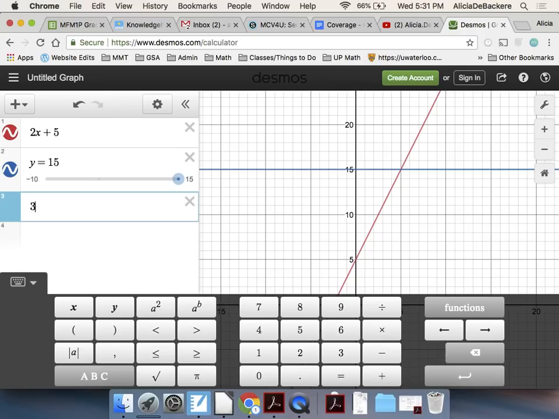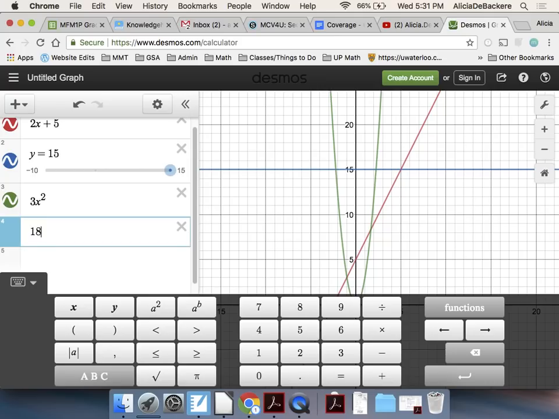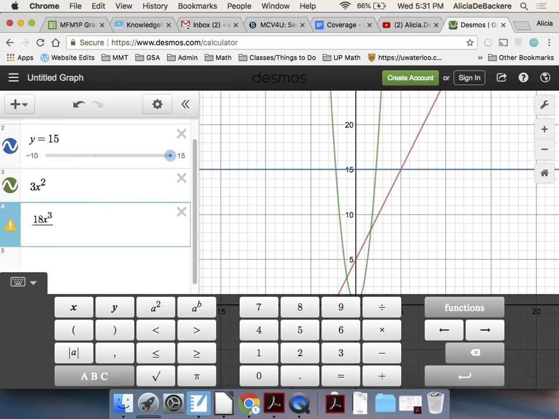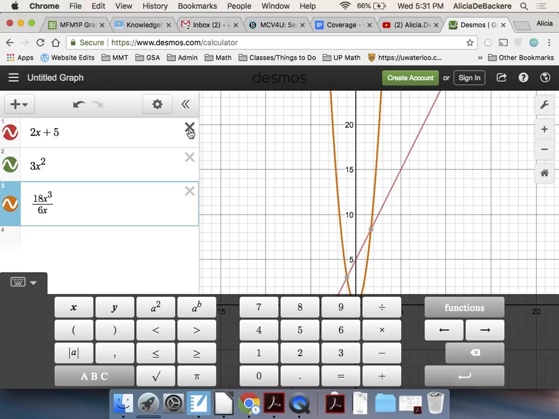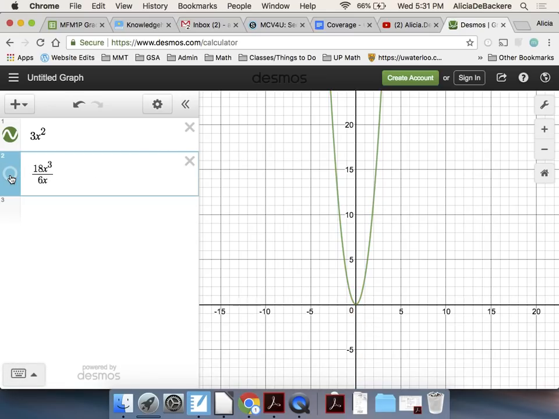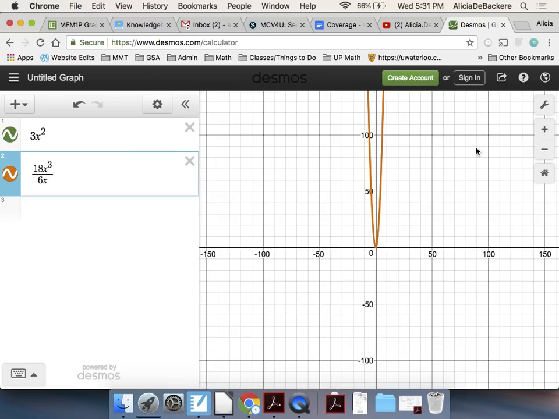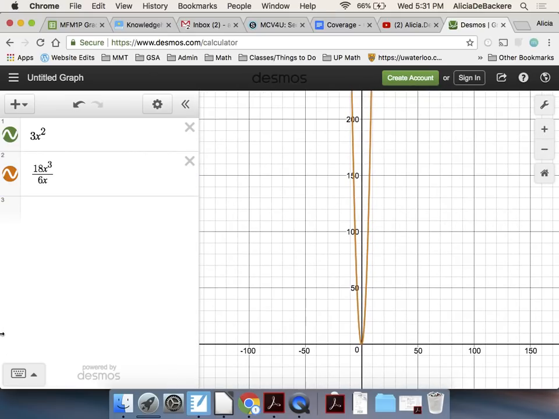On the other hand, when I look at my other equation, it was 3x squared on the one side, and on the other side I had 18x cubed over 6x. I'm going to get rid of those lines so that it's not all crowded. What you notice here is that the orange graph goes right on top of the green graph. Right now I'm looking at the green graph of 3x squared, and when I click the orange, it goes right on top, which shows me that this is an identity. It's true for every number of x, so no matter how far I zoom out, no matter which x values I plug in here, I am going to find that they give me the same answer. So that's how I know it's an identity.